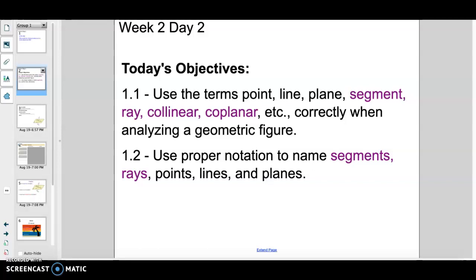The second day of class this week, we are talking about the other starting terms. So we did point, line, plane last class, and now we're doing segment, ray, collinear, and coplanar. And we're going to learn the proper notation for those as well.